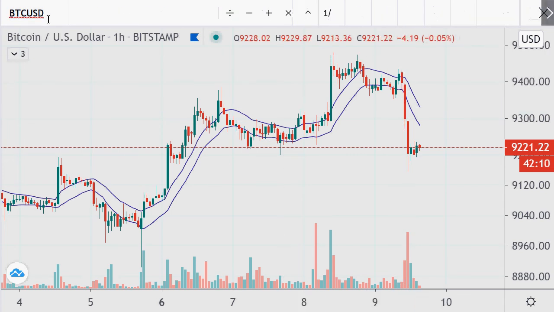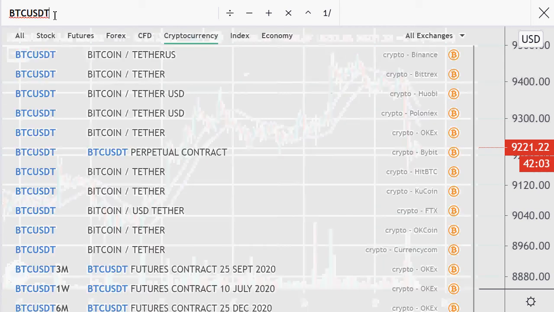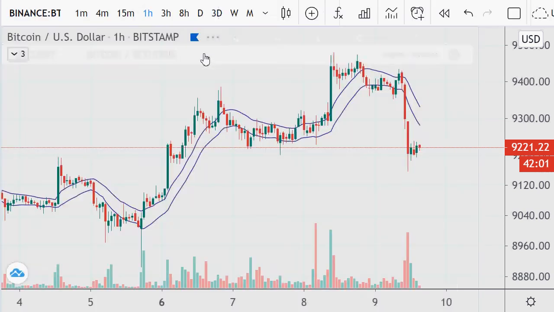And I'm going to switch this off to the Tether because then the charts will look just a little bit nicer because there's not as much volume on the Bitstamp, but it has more data for the purposes of the long term.